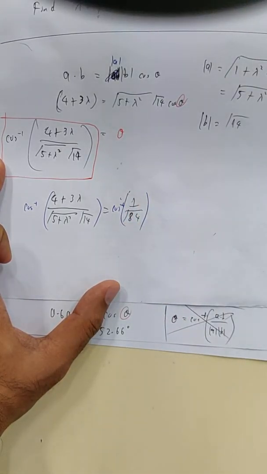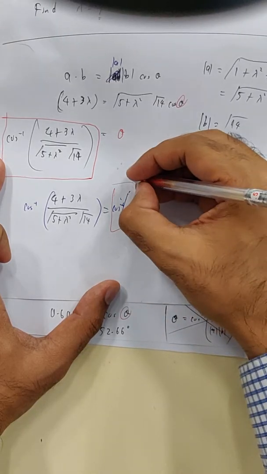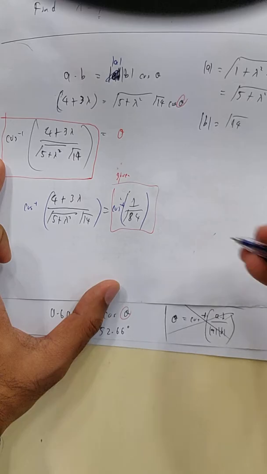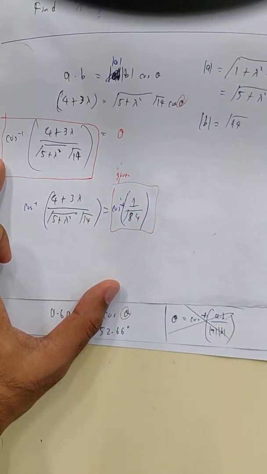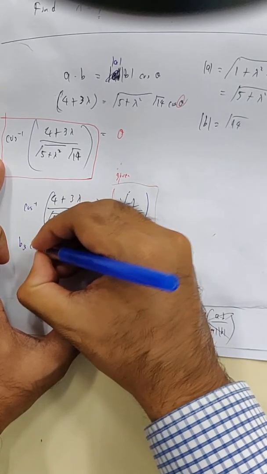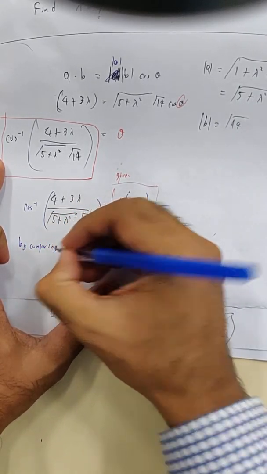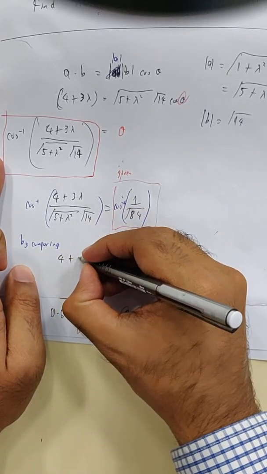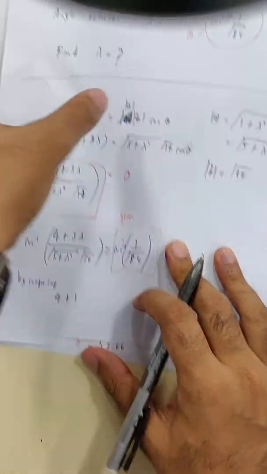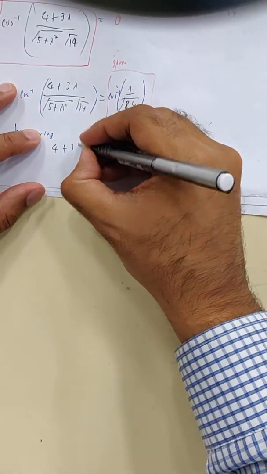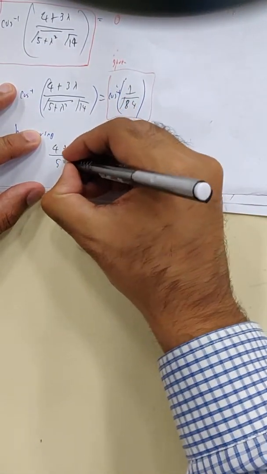How do we get the right side? Because we are given, so we are comparing them. Actually, this is the better way of writing down in exams. By comparing, we got ourselves 4 plus 3 lambda.